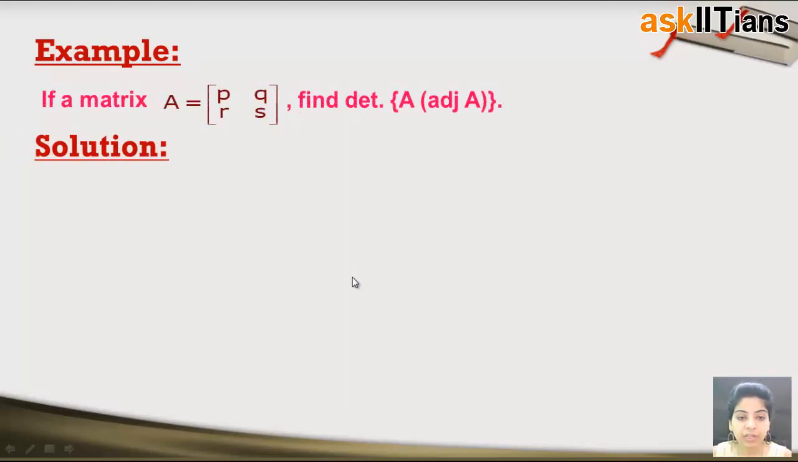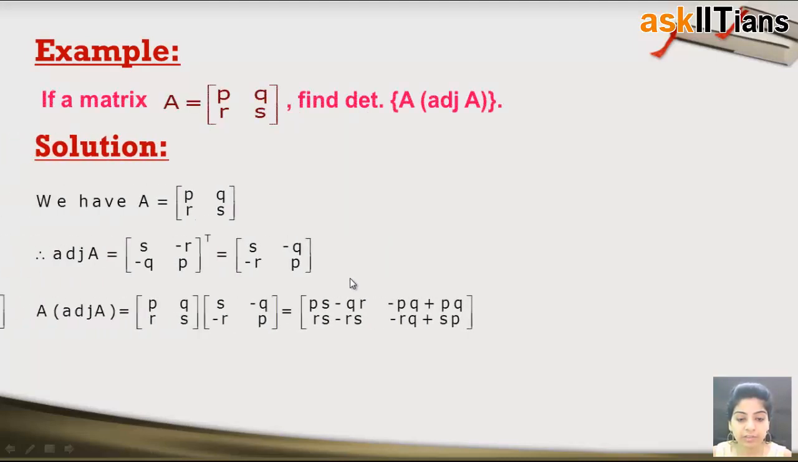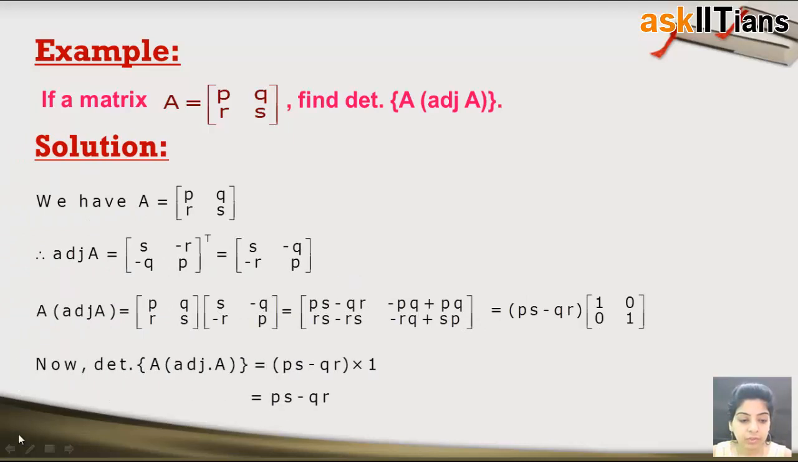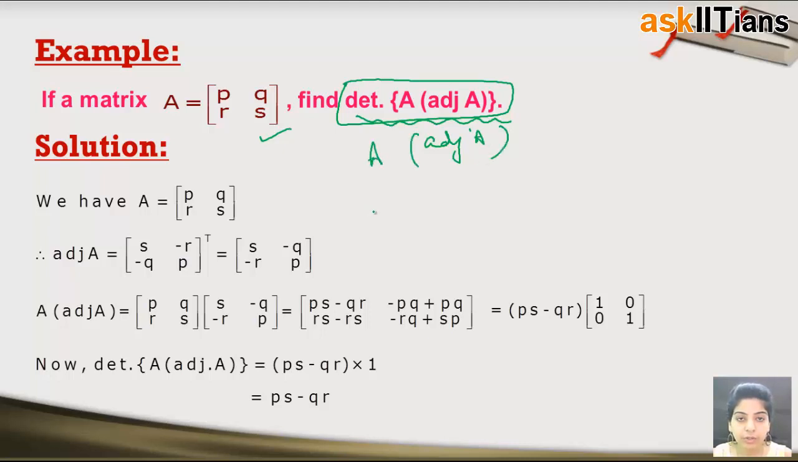We have an example. You can expect questions of this form also in your exams. This question is also very simple. See, we have a matrix A of the form P Q R S, and we are to find out the determinant of A into adjoint of A. So, first of all, when you have to compute this value, what will you find out? First find out adjoint of A, then we'll find out A into adjoint of A, and then we'll compute the determinant of this value, right?